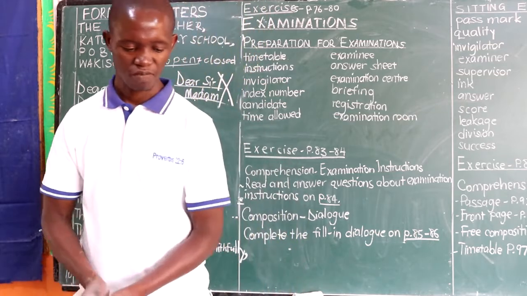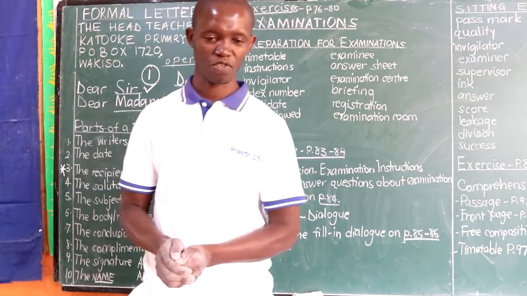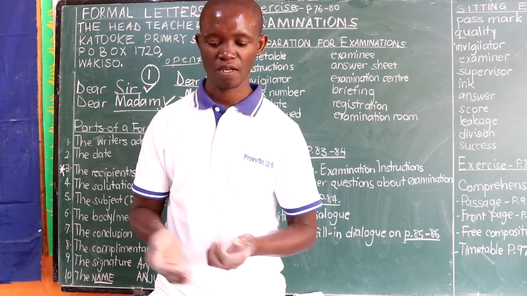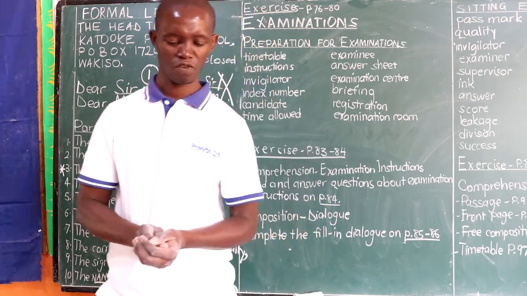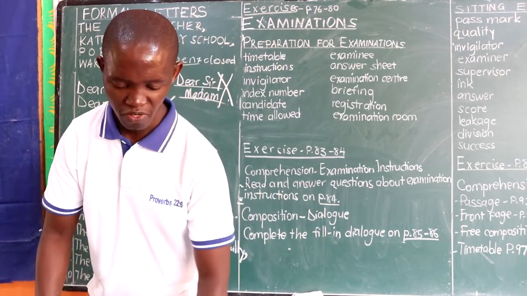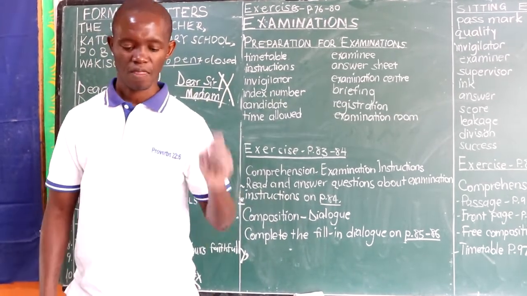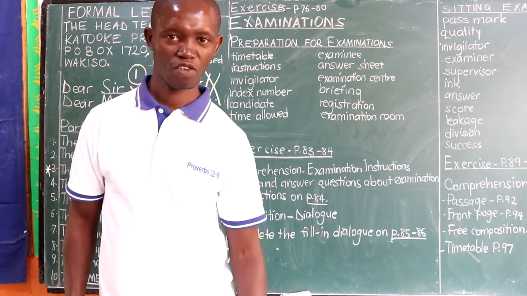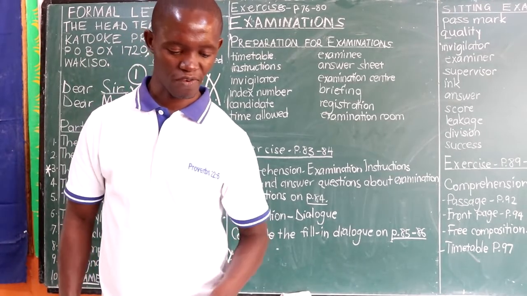So after that, we saw a comprehension activity on page 76, which requires you to read the letter given and answer the questions about it in full sentences. So in this letter, you read, understand, then answer the questions that follow in full sentences.